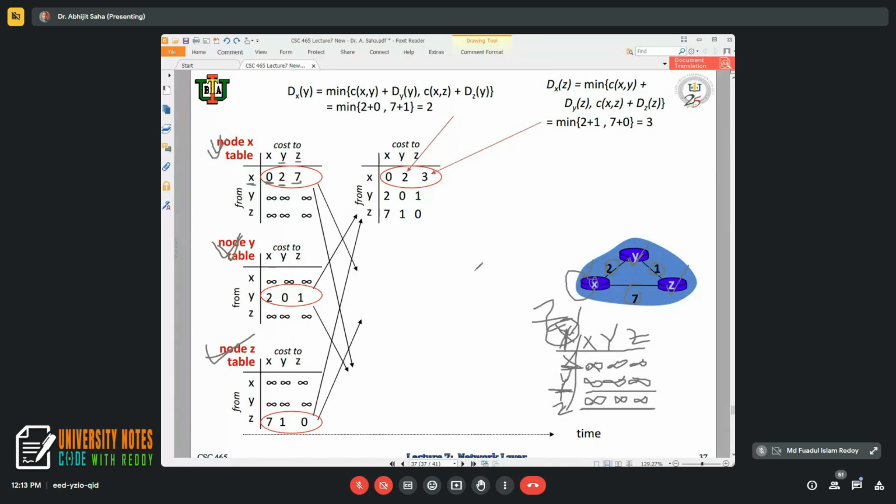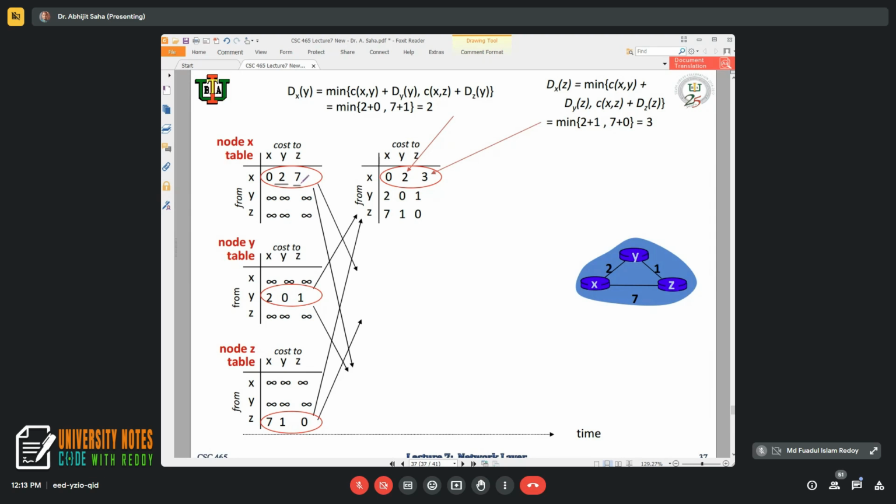After this update, you are going to apply the Bellman-Ford equation to check the costs we have got from a node to the other nodes, the costs 0, 2, 7, 1, and so on. Are they really the least cost paths or not? For example, going from X to Y the cost is 2. Is that the least cost or not? We are going to check it.